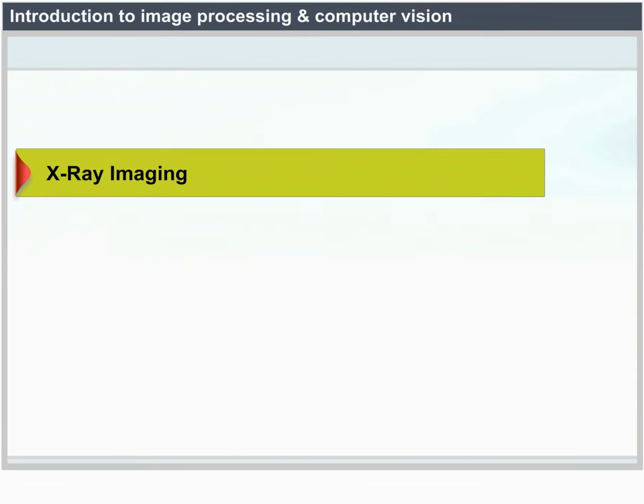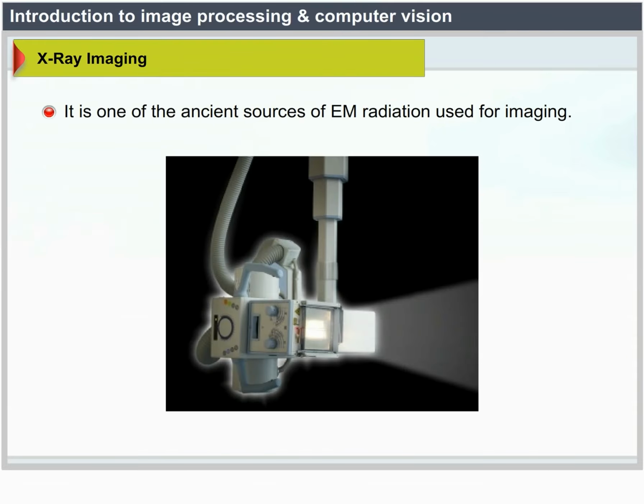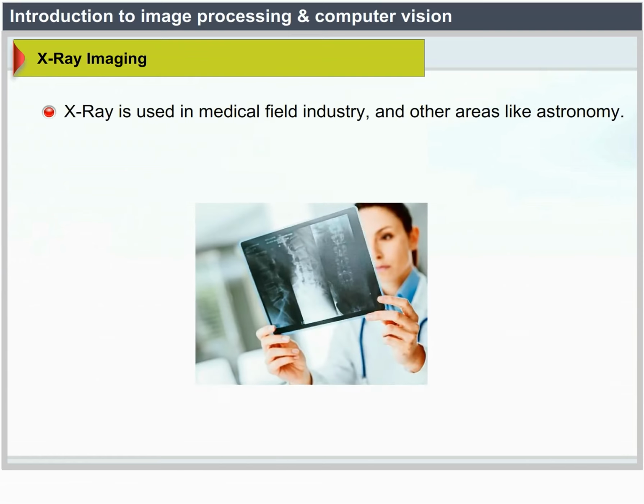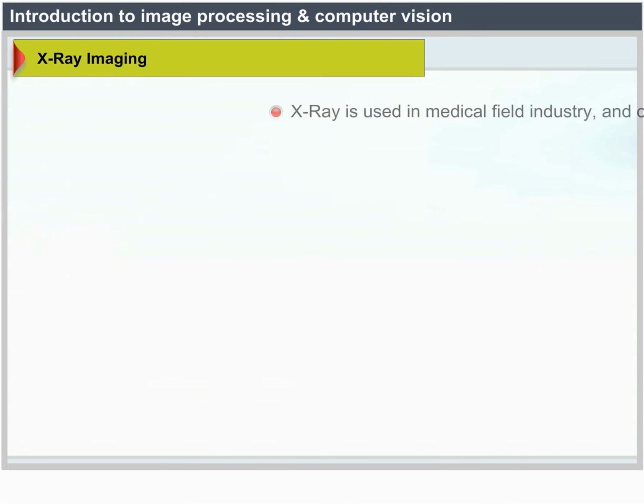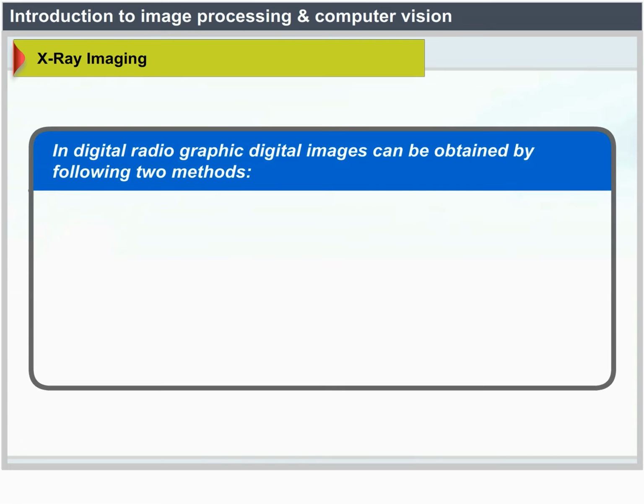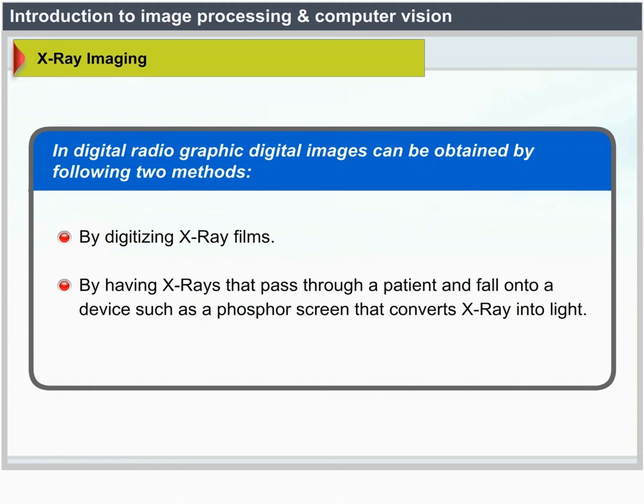X-ray imaging. Oldest sources of EM radiation used for imaging. X-ray is used in the medical field and other industrial areas like astronomy. In digital radiography, digital images can be obtained by following two methods: by digitizing X-ray films, or by having X-rays pass through a patient and fall onto a device such as a phosphor screen that converts X-ray into light.